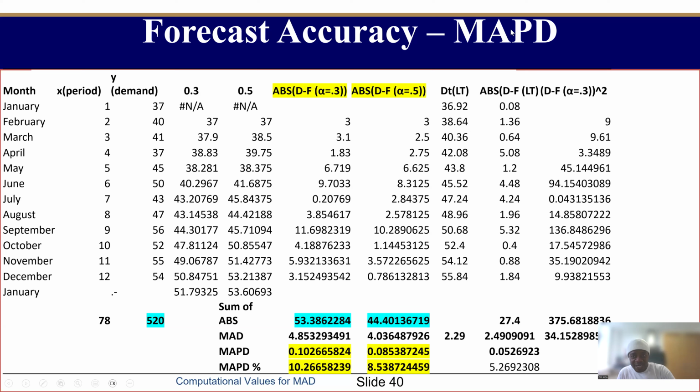So look at the values at the bottom. That's what we are interested in. So when it is 0.3, the error is 10.3%. When it is 0.5, the error comes down to 8.53. I did not do for the linear trend. Did I? I think I did. It was last year. That's 5.3.